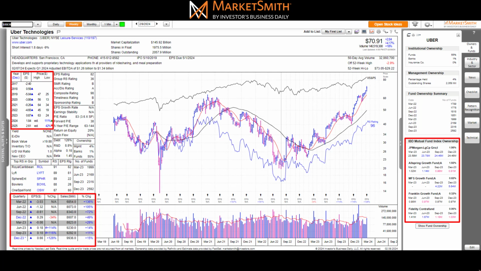You'll see that I'm highlighting the earnings and the estimates and the stock going into all-time high territory. That is about trading the right type of institutional stocks.